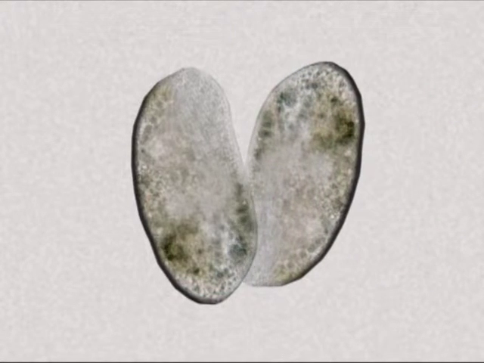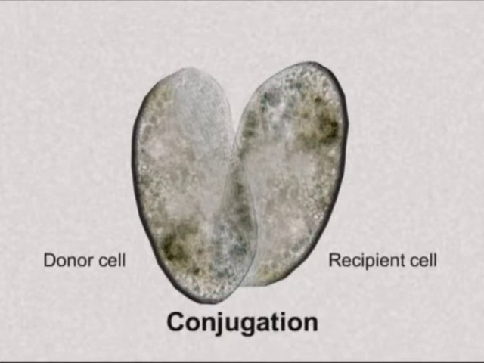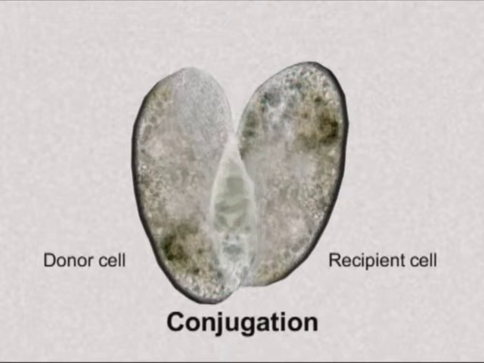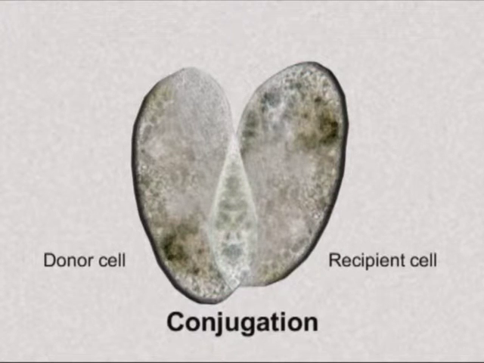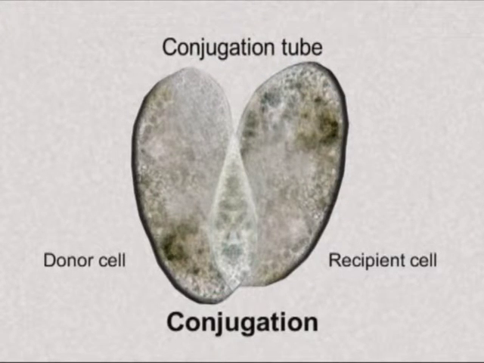It involves a transfer of DNA from a donor or a male cell to a recipient or a female cell through a specialized sex pilus or the conjugation tube. This is how the transfer of DNA takes place. It takes place from a male cell to a recipient or a female cell, and this is the conjugation tube we are talking about.